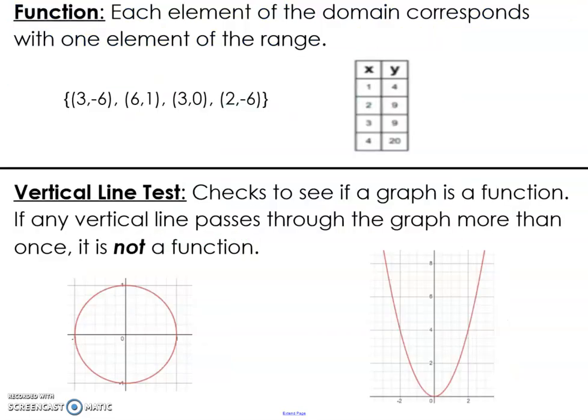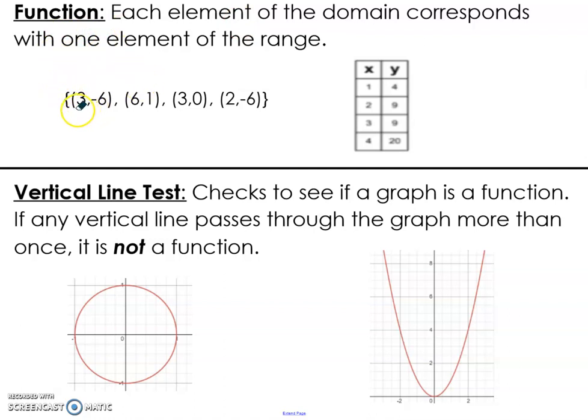Another important vocabulary term is a function. So every time that we have x's and y's, so points or a table of values, that is called a relation. And sometimes relations are functions. So a function is a relation in which each element of the domain corresponds with one element of the range. Okay, so what that means is when we look at these ordered pairs, we want to see if each element of the domain, so each x value, corresponds with one y value.